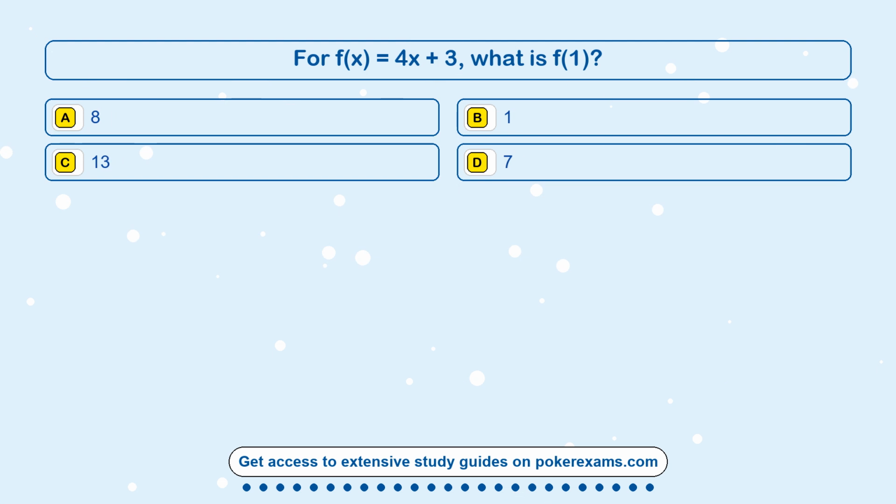Question 15. For f(x) equals 4x plus 3, what is f(1)? Option A, 8. Option B, 1. Option C, 13. Option D, 7.